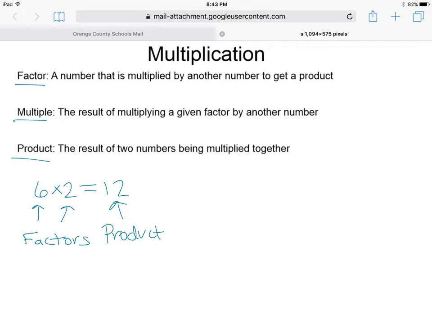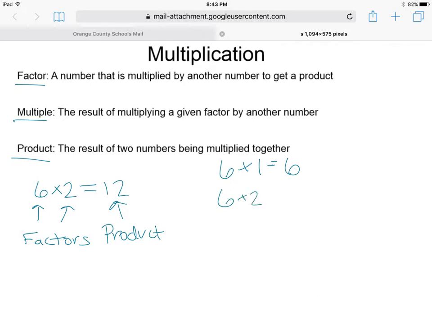A multiple, on the other hand, is just a little bit different. A multiple is the result of multiplying a given factor by another number. So let's say we wanted to focus on 6, and we want to find the multiples of 6. So 6 times 1, for instance, we know is 6. And therefore we'd say that 6 is a multiple of itself.